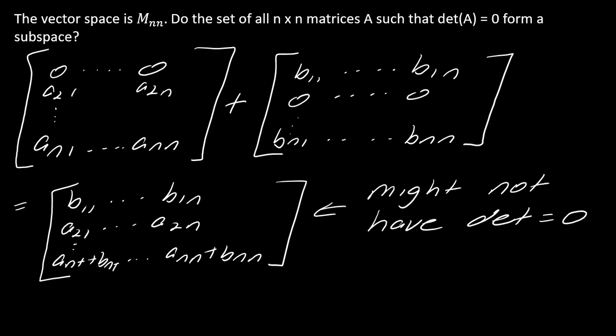So this now might not have a determinant equal to 0. Because of that, we have found that there is a potential to take two things that are in this set, and when you add them, they're no longer in the set. So this is also not a subspace.